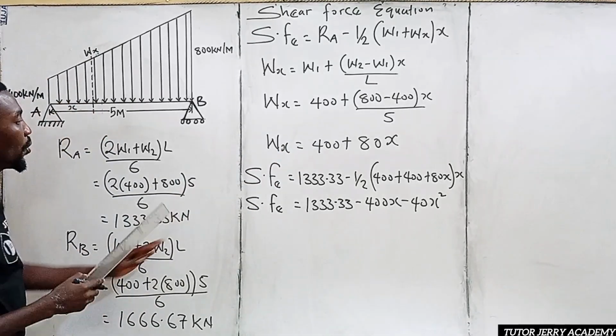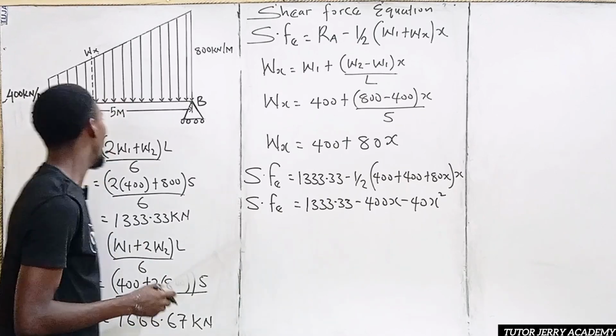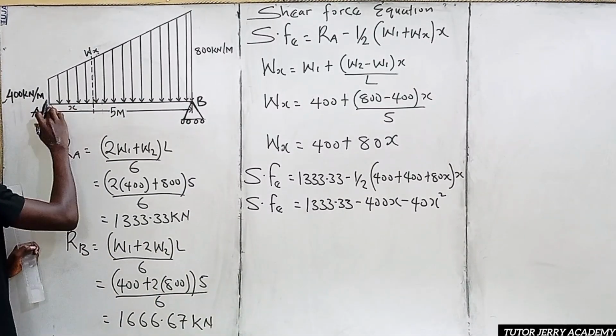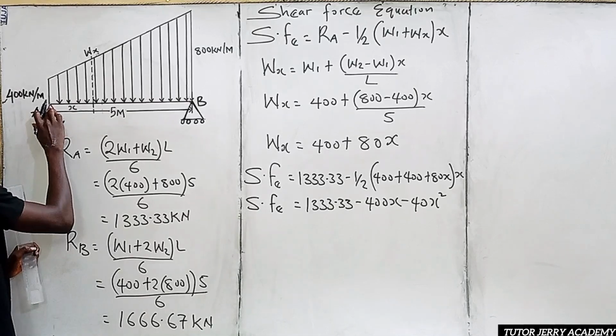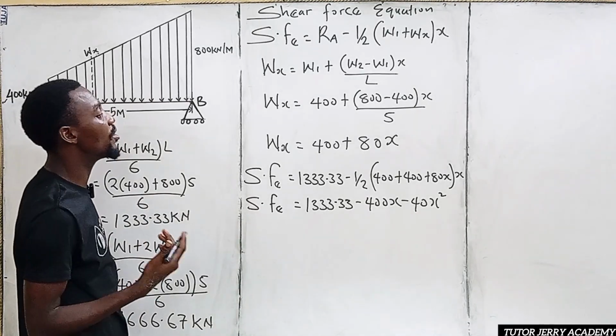All right. So we want to find the shear force at point A. For us to do that, S at point A is going to be equal to what? 0. There's no value at this point. There's no value for S. So S is going to be equal to 0.